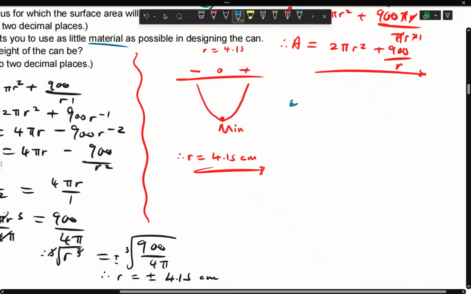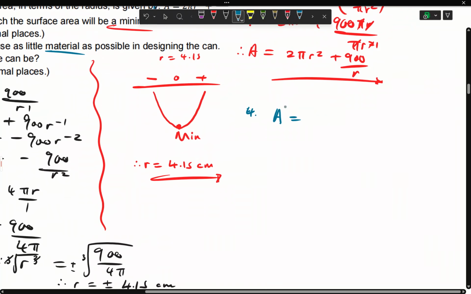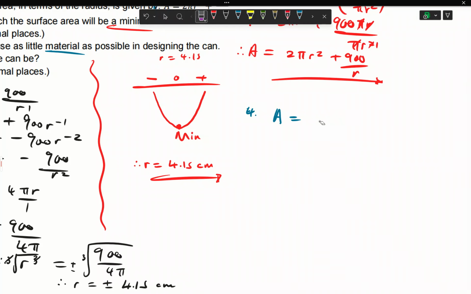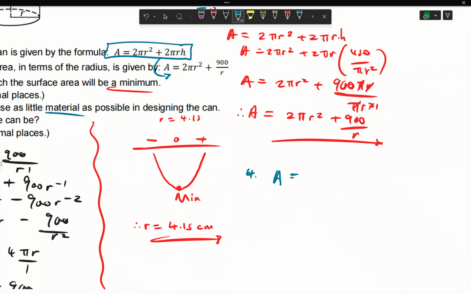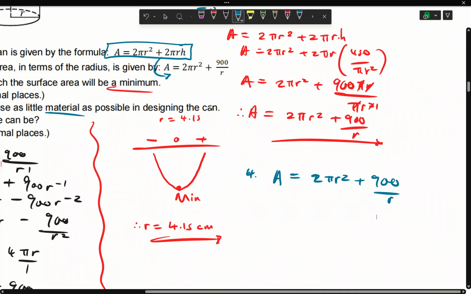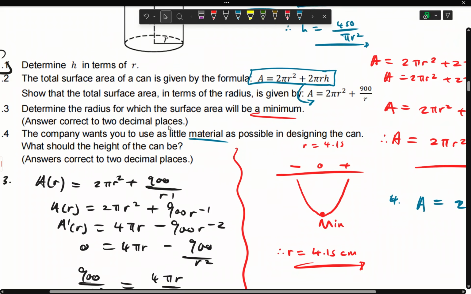This is the last question. So we want to use as little material as possible. We don't want to use much. So now the formula is 2 pi r squared plus 900 all over r. So remember, the question says the company wants you to use as little material as possible in designing the can. What should the height of the can be?